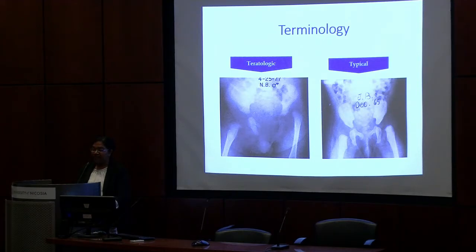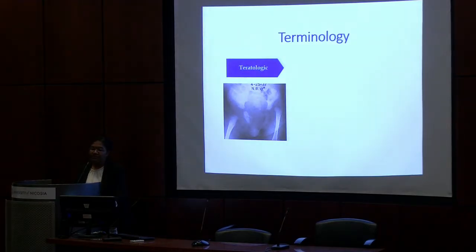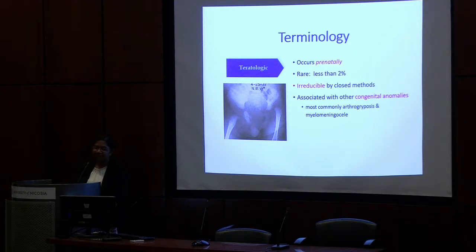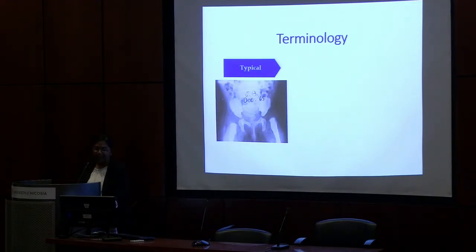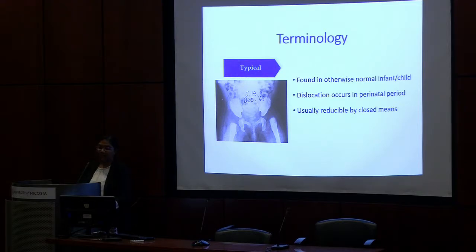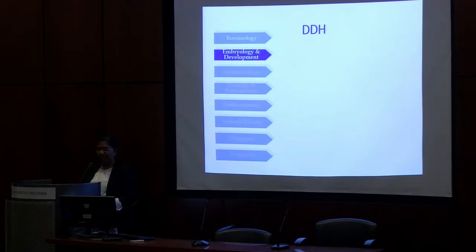Two other terms that we should know about are teratologic hip dislocation versus a typical hip dislocation. A teratologic hip generally occurs prenatally. It's fairly rare, and by definition, it's irreducible by closed means, and it's associated with other syndromes, the most common of which are arthrogryposis and spina bifida. A typical hip is generally found in an otherwise normally developing child, and the dislocation occurs anywhere in that time spectrum, and it's usually reducible by closed means if found early.